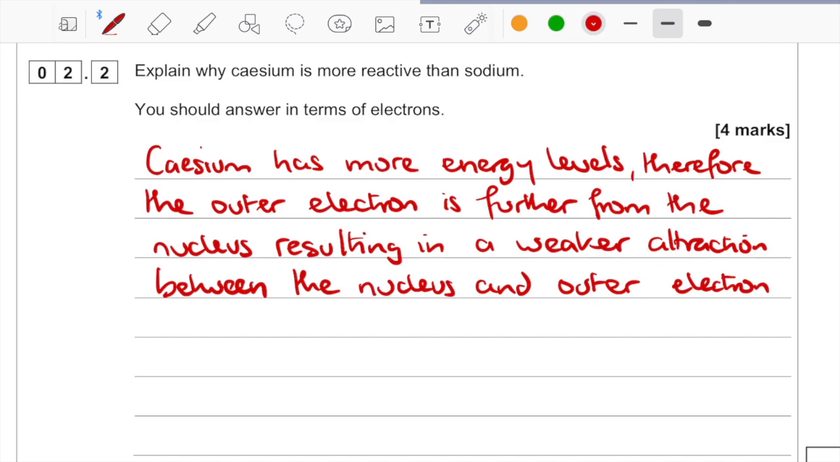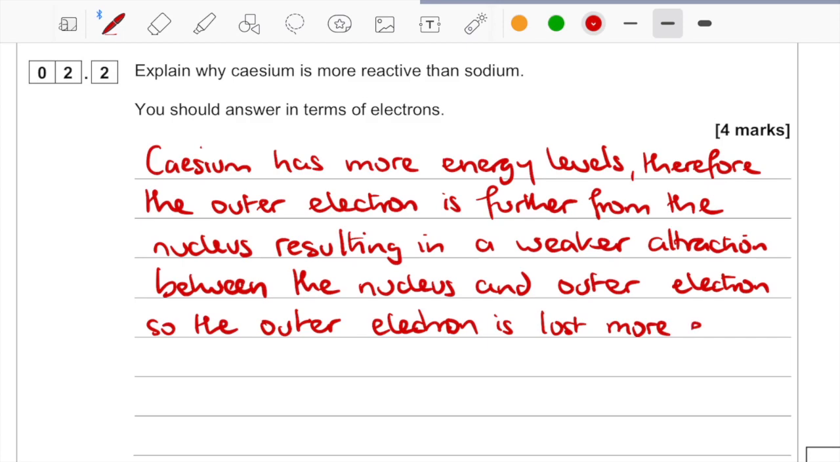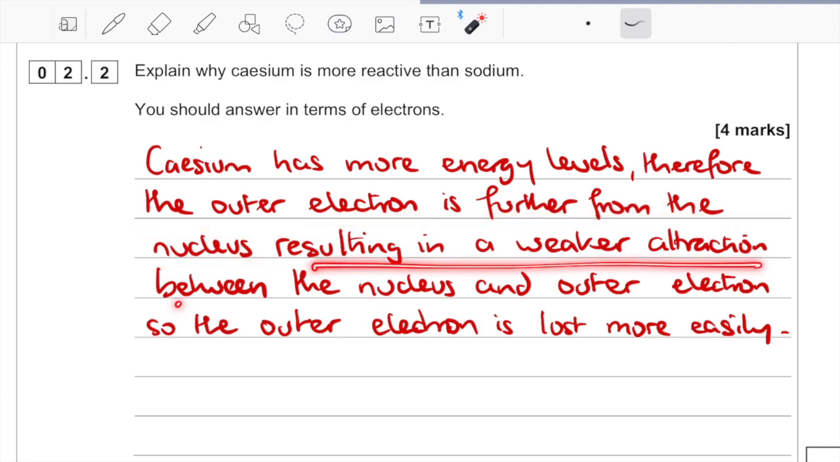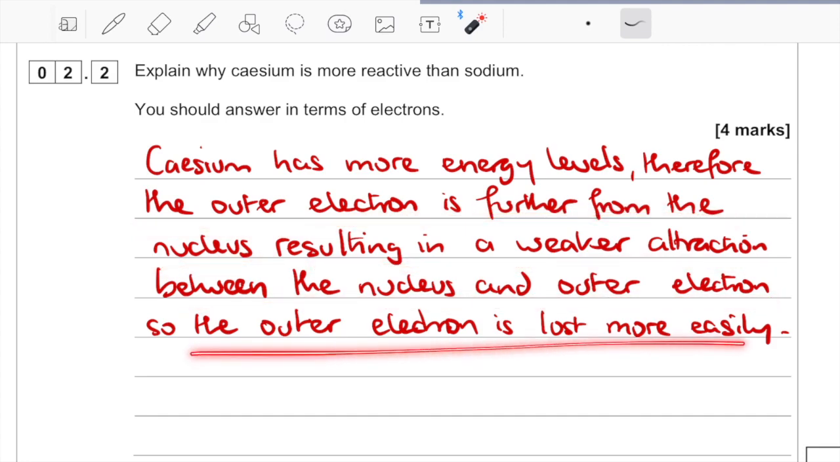So cesium has more energy levels, therefore the outer electron is further from the nucleus, resulting in a weaker attraction between the nucleus and outer electron. So the outer electron is lost more easily. Okay. 4 marks, right? It's a sort of a classic question. It's one you can absolutely get your heads around. But 4 marks, 1 mark, 2 marks, 3 marks, 4 marks.